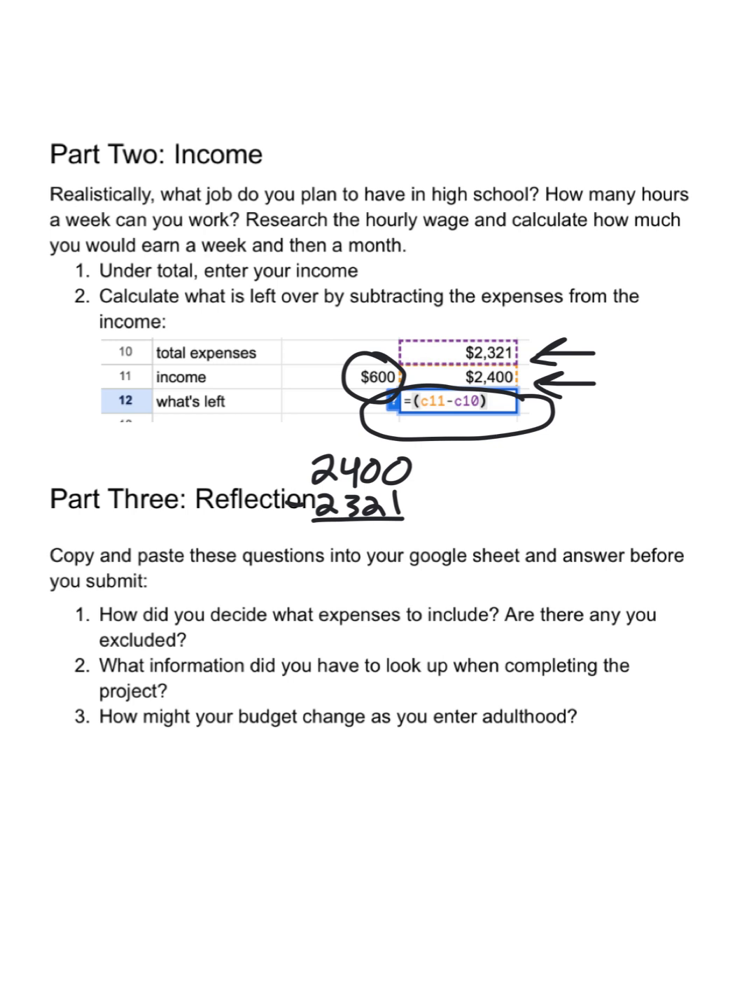And then the last one is, how might your budget change as you enter adulthood? So as an adult, there's going to be a lot more expenses than the expenses you have in high school, but you'll hopefully also be making more money because you'll be working more hours as an adult. So that might be how it changes, just to give you some ideas. You can answer these on the back of your graph paper.